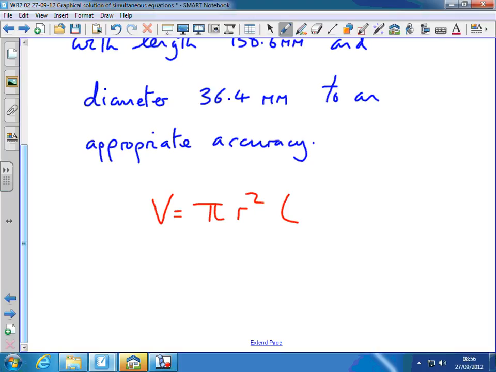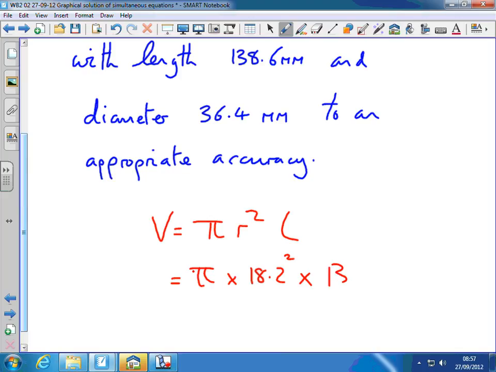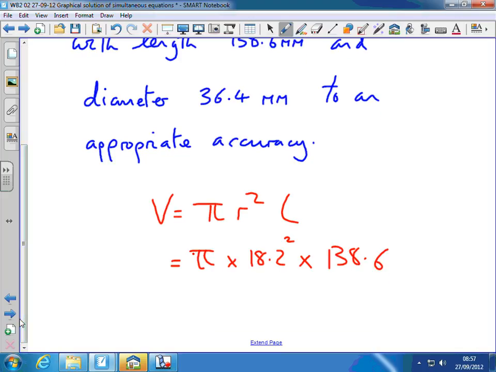Now I just put in the figures. So pi, press the pi button on the calculator, times the radius, which is 18.2, squared, times the length, which is 138.6. So that's what I key into the calculator. And then I get an answer.